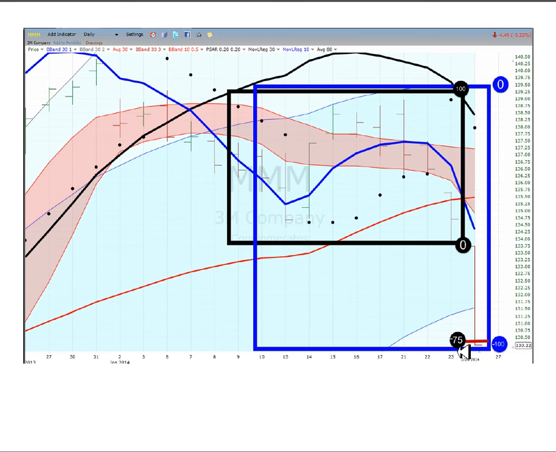Now, what minus 75 really means is that the size of the breakdown compared to the previous 10-day range was 75% of the range of the previous 10 days. That is how far out this thing finally closed. So the distance here from 0 to minus 75 is 3/4 of the range that it had been trading in. So that's a relatively large breakdown on a percentage basis. And so we would know that just from minus 75.